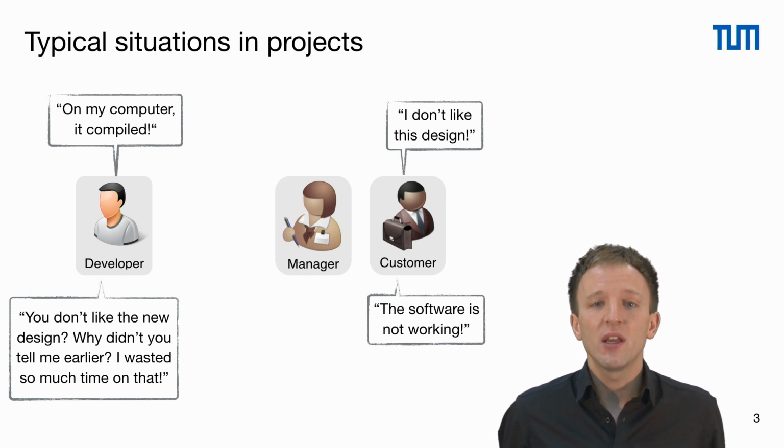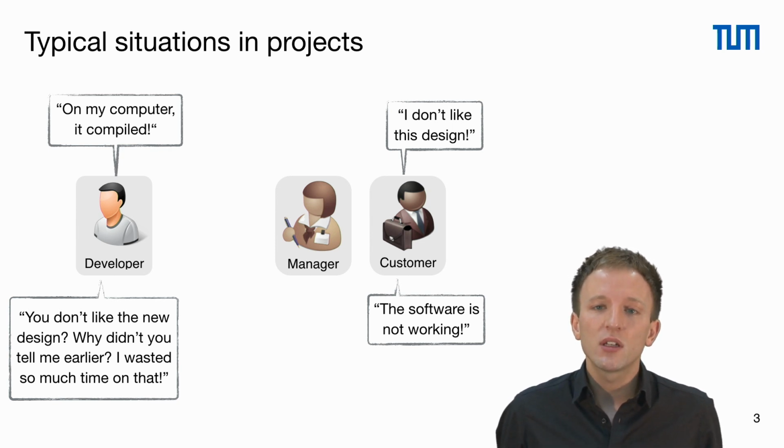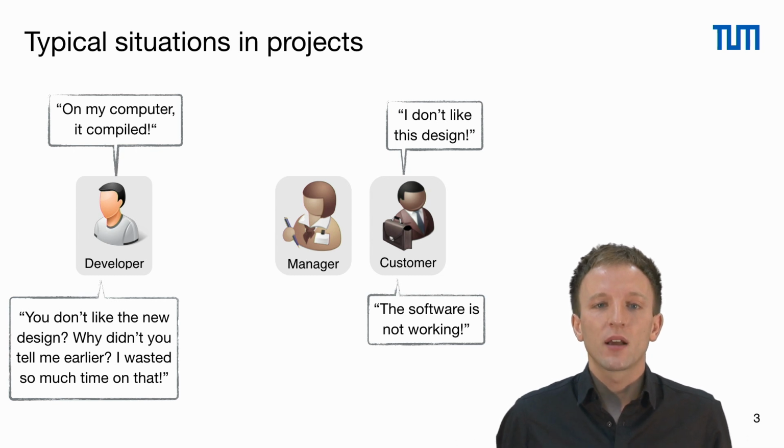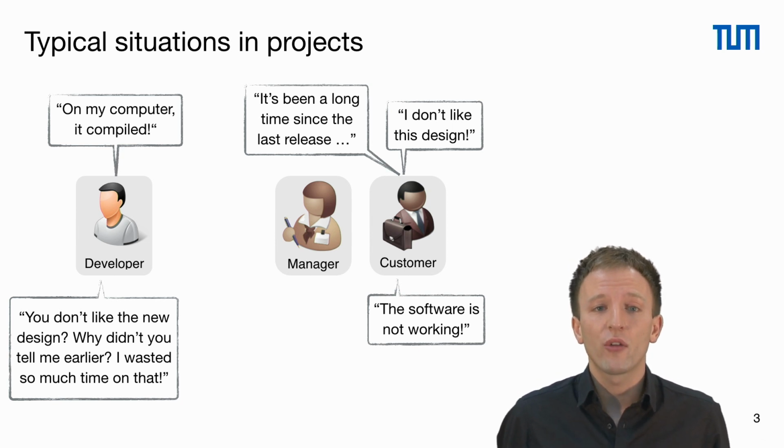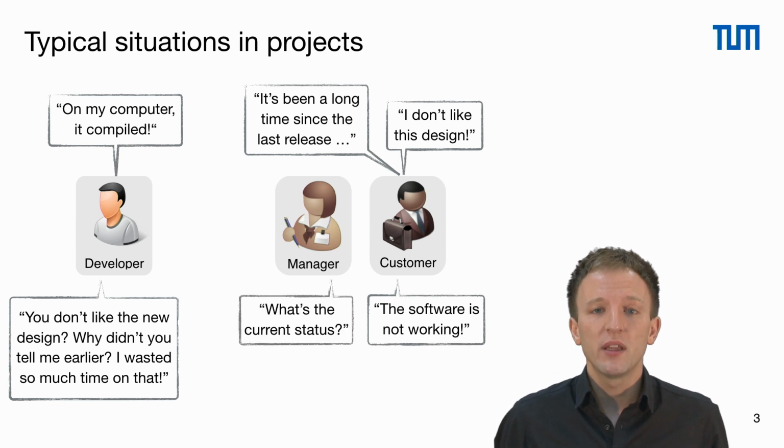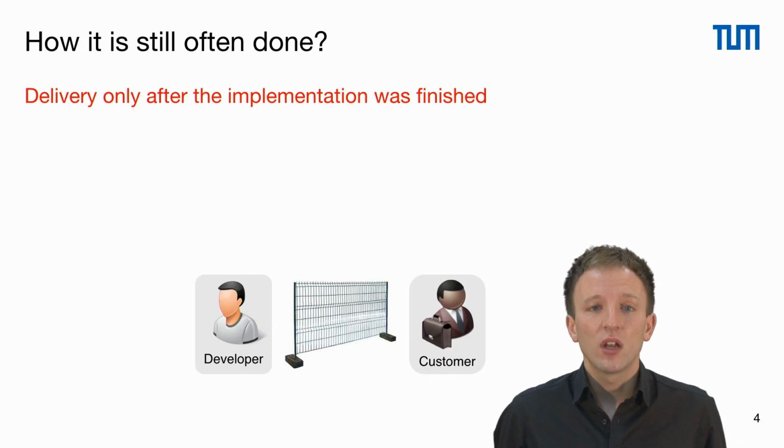Why didn't they tell me earlier? I wasted so much time on that. This is also a typical situation for inefficient communication. The customer could also complain that it's been a long time since the last release because the development team does not regularly release the software. And another possibility would be that the manager does not know what's actually going on in the project and asks what's the current status. So let's see why such situations can happen.